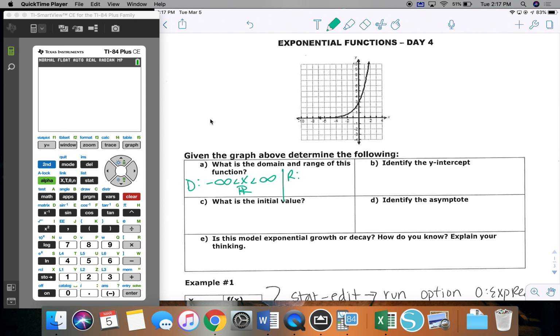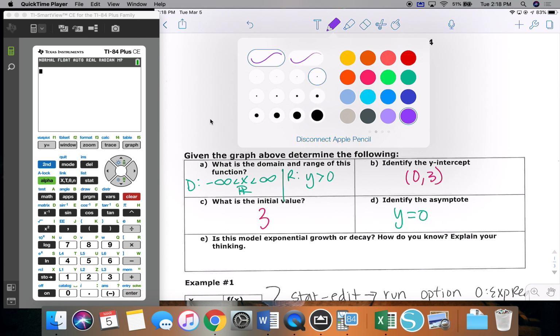And then the range, my y's go down to 0 and go up from there, so y is greater than 0. Remember, it does not equal 0 because that's my asymptote. So my asymptote is at 0, my range is greater than 0. The y-intercept, this crosses at the point (0, 3), and my initial value is 3.